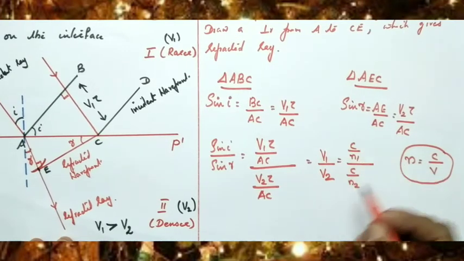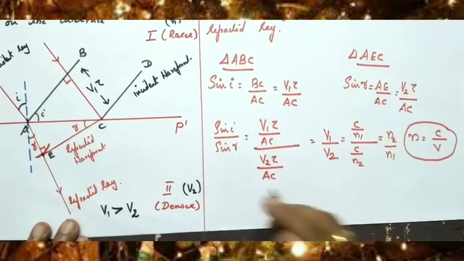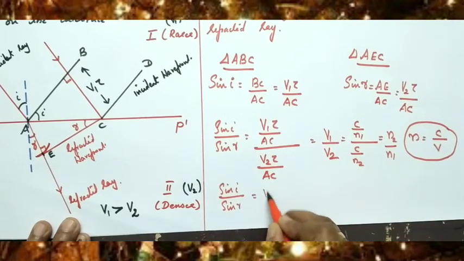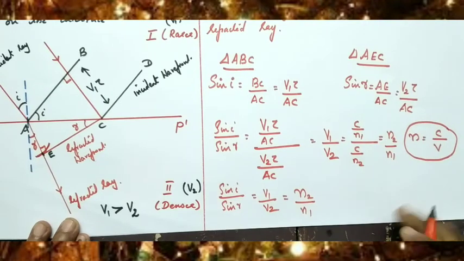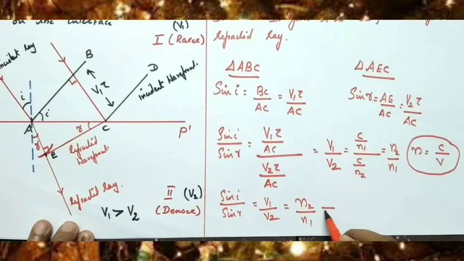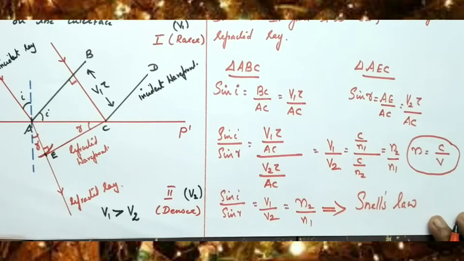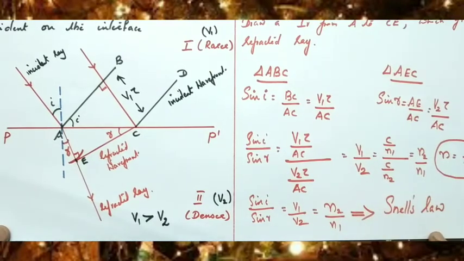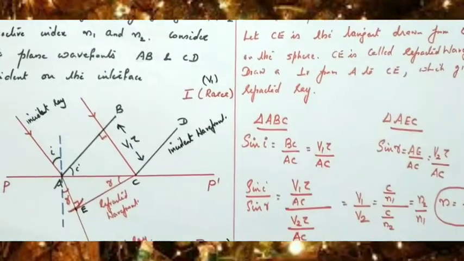Clear, children? C and c get cancelled, it becomes n2 by n1. So, we got the formula sin i divided by sin r equal to v1 divided by v2 equal to n2 divided by n1. And what is this law called? This is called Snell's law of refraction. Hence, from the Huygens principle, or the Huygens geometric construction, we can derive Snell's law. Hence, we can say that Huygens principle could explain refraction of light.